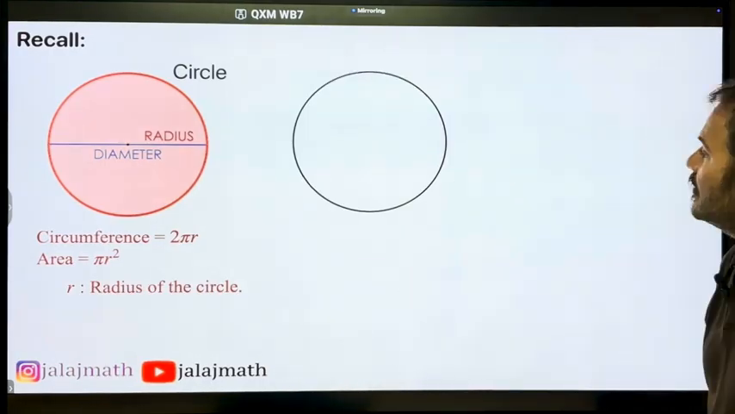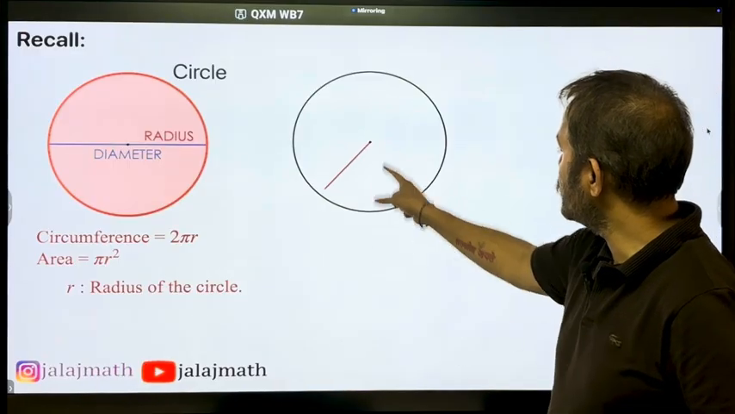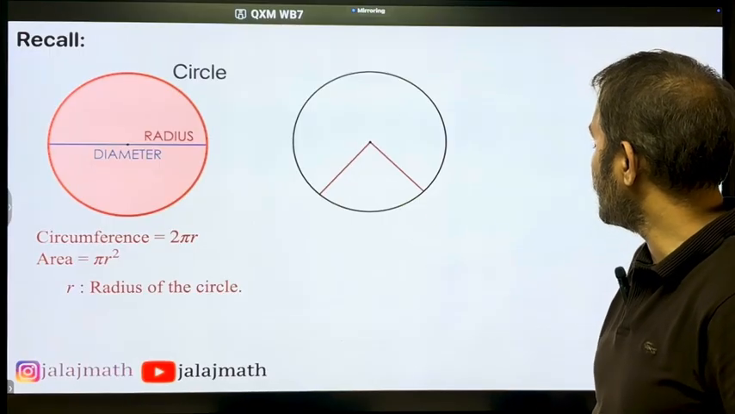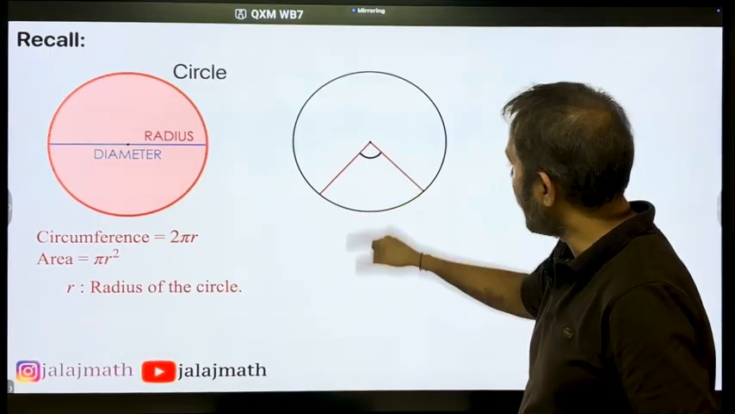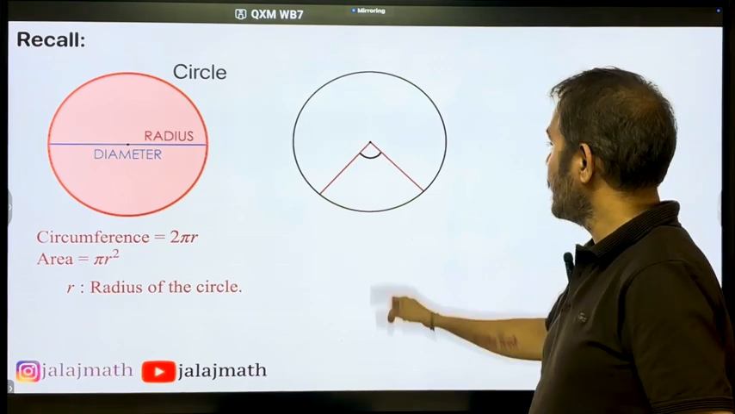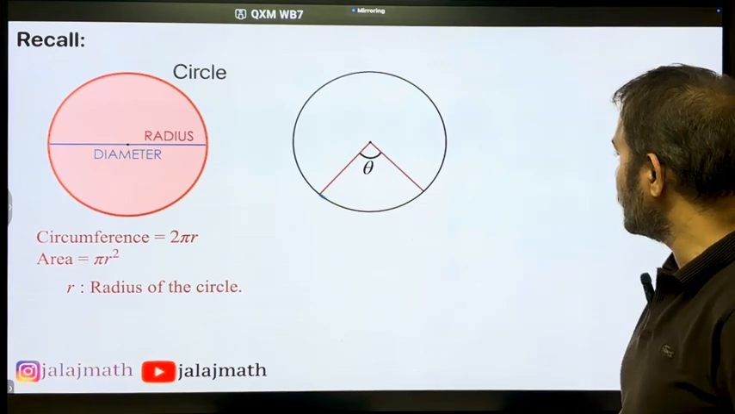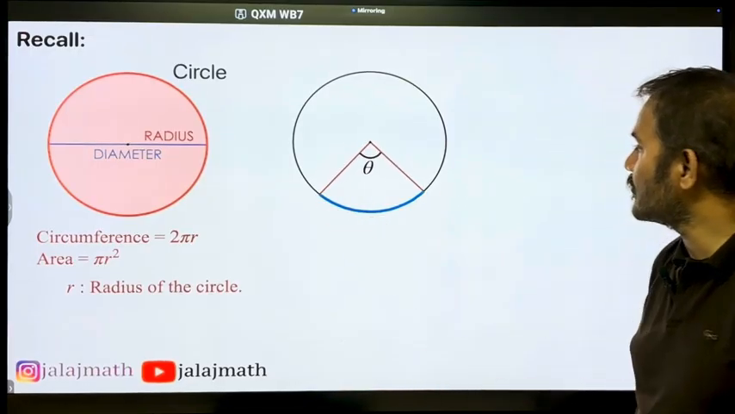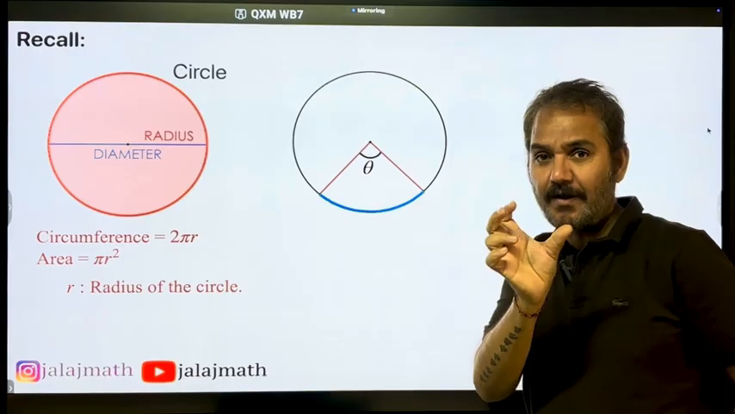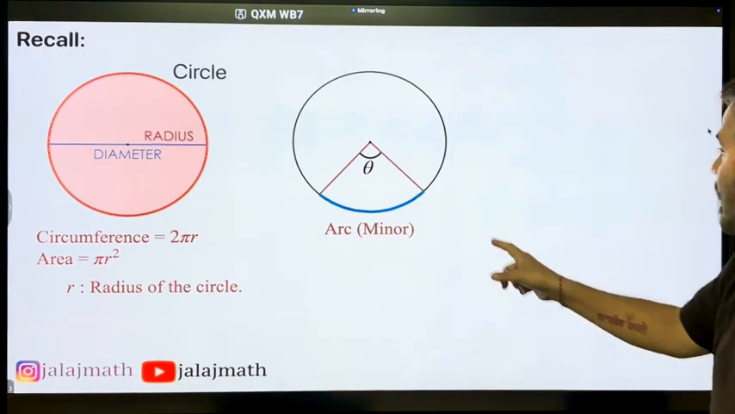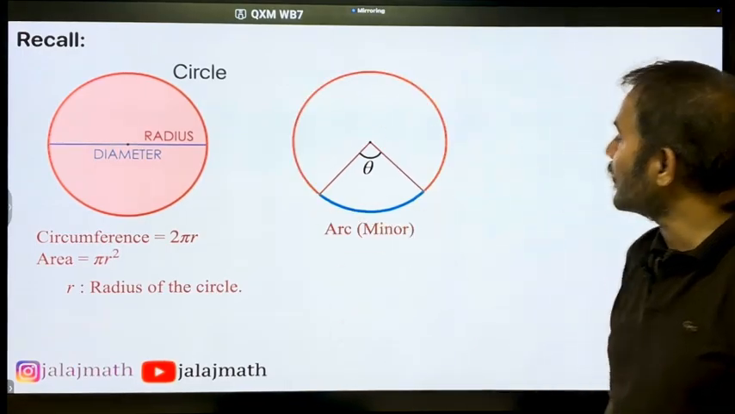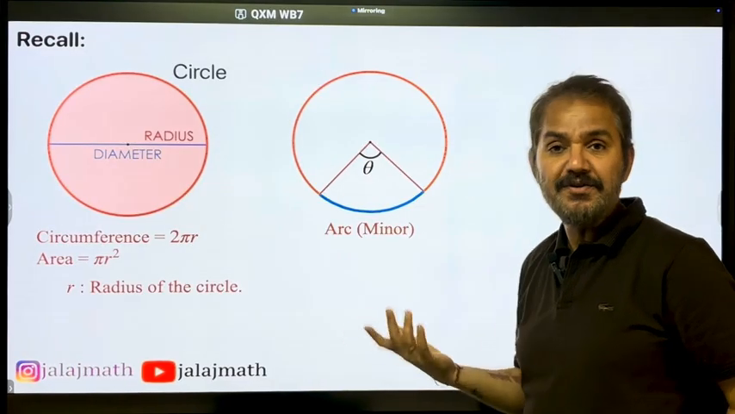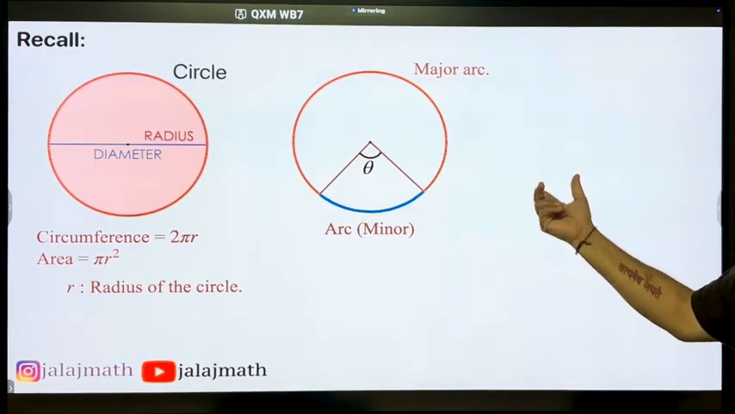Have a look at another circle whose center is given. So if you join the center with the boundary, this is radius, this is another radius. So when you join two radii, there is an angle between these two radii. So if this angle is theta, then this part of the circumference is called arc. Now since it is a smaller arc, we call it minor arc. And also the bigger part of the circumference is also called an arc. Since it is bigger in size, we call it major arc. So major and minor arc can be anywhere.